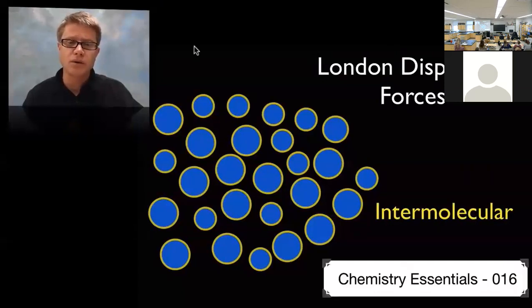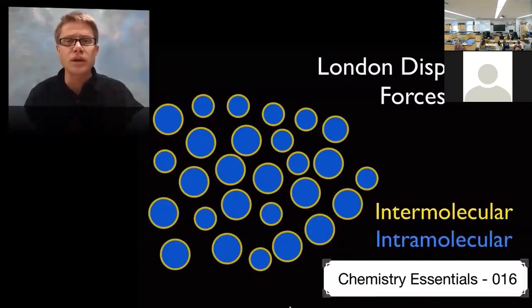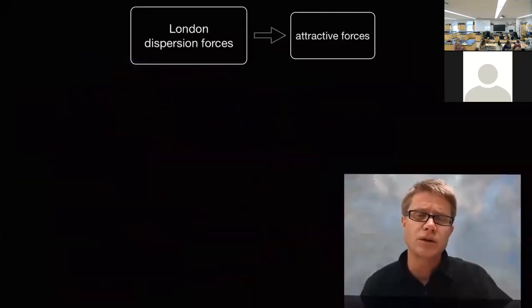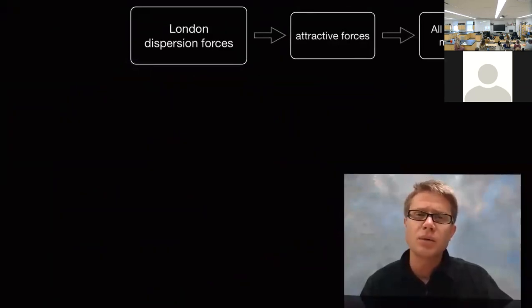Those are going to be the forces between the molecules, between this molecule and this molecule, between this molecule and that molecule. And these are generally going to be really, really low compared to the intramolecular within the molecule itself. And we'll talk more about those in later videos. But London dispersion forces are going to be attractive forces. These are intermolecular between molecules. And they're going to be found in all atoms and molecules. So everything is attracted through London dispersion forces.